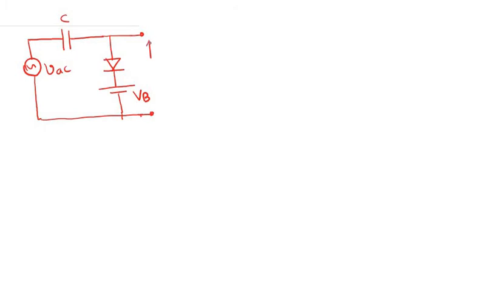Now let me first tell you what is the utility of this voltage source VB over here. This voltage source VB basically helps to control how much shift in the DC level of the signal we need. So by changing the voltage VB, we can actually change how much the DC level of the signal shifts. Let me show you how.